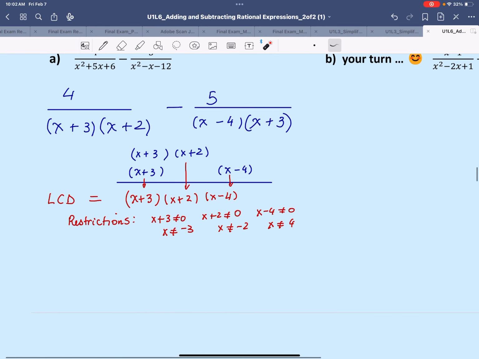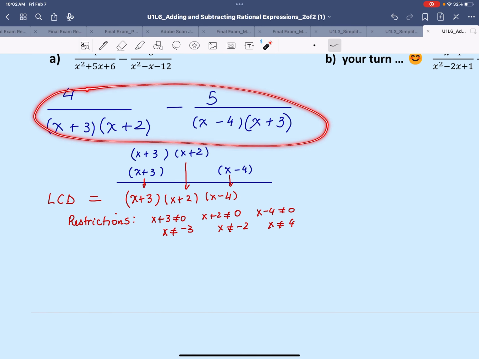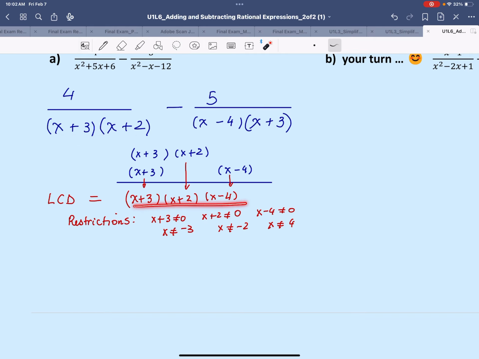So now we're going to go back to our expression and make sure that the denominators become the same as the lowest common denominator. In the first expression here, you see that you have x plus 3 and x plus 2, and we're missing x minus 4, which means that we need to multiply both numerator and denominator by x minus 4. This ensures that we're basically multiplying the entire expression by x minus 4 over x minus 4, which is equal to 1. So the value of the expression has not changed. That's the way it looks.